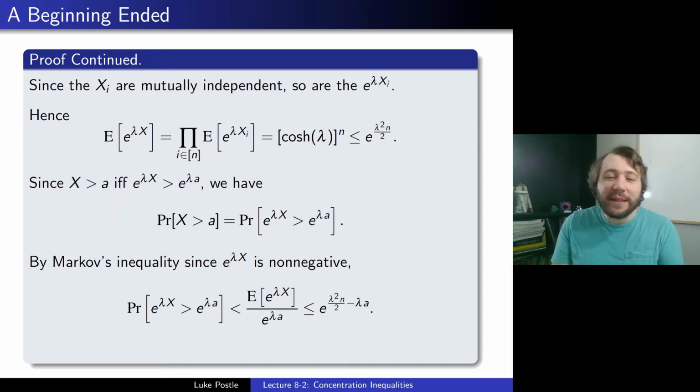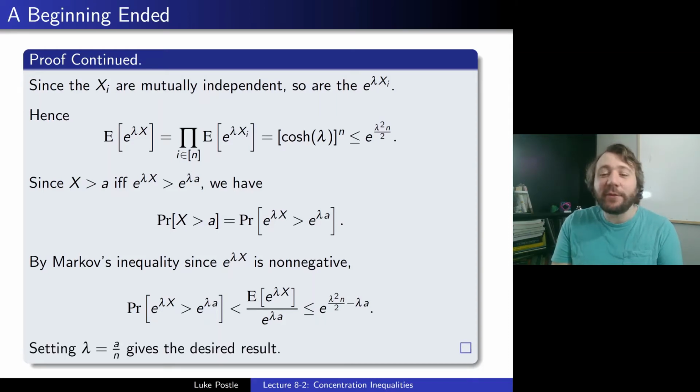It tells us that the probability that e to the lambda x is greater than e to the lambda a is at most the expectation of e to the lambda x, divided by e to the lambda a. And then if we plug in our bound from above, this is at most e to the lambda squared n over 2 minus lambda a. So we've gotten this very general expression that's an upper bound on the probability that x is greater than a. And now we have to choose the lambda. Lambda is arbitrary, and we want to minimize this. Setting lambda equal to a over n, you can check, will minimize it and give the desired result. The left term will be a squared over 2n, and then we'll have minus a squared over n, so you get minus a squared over 2n as desired.